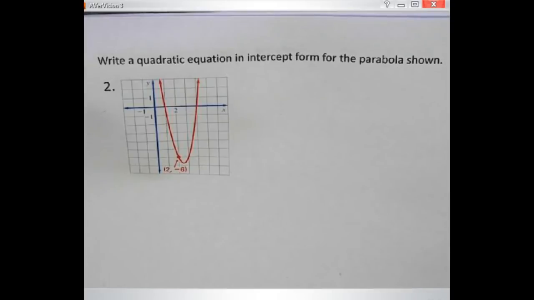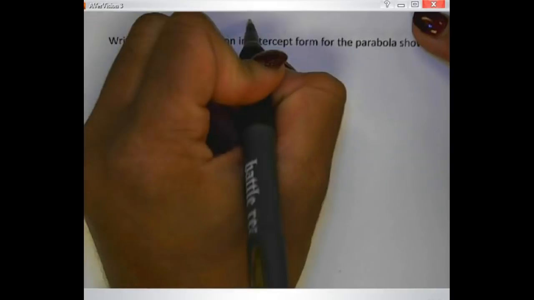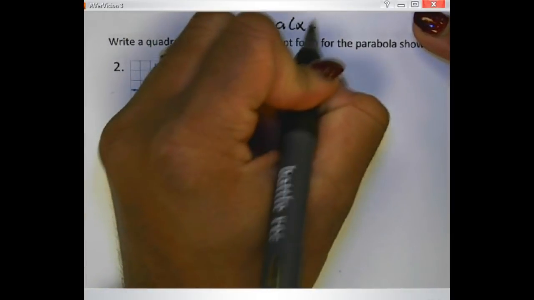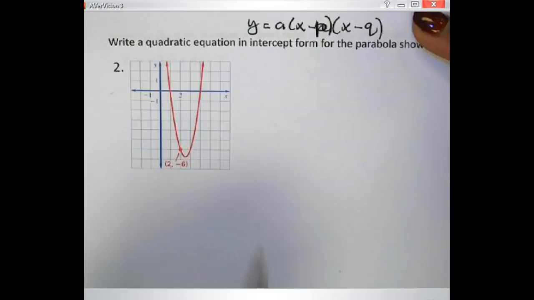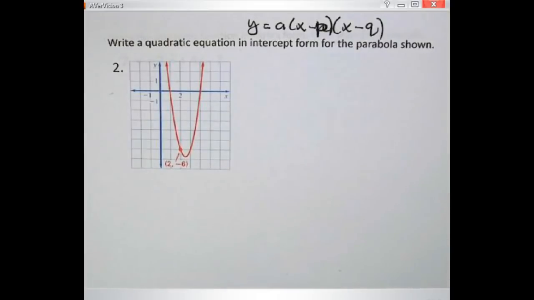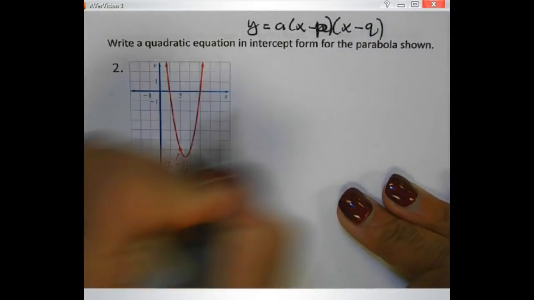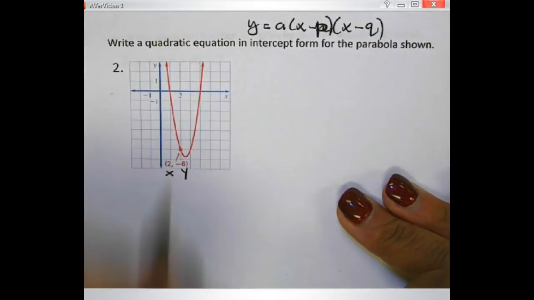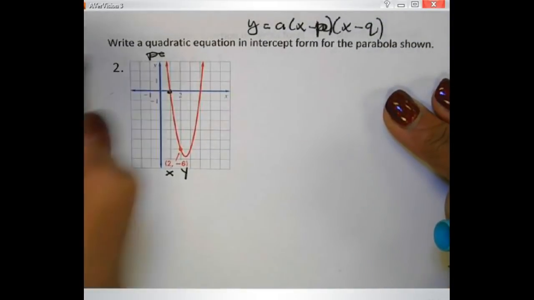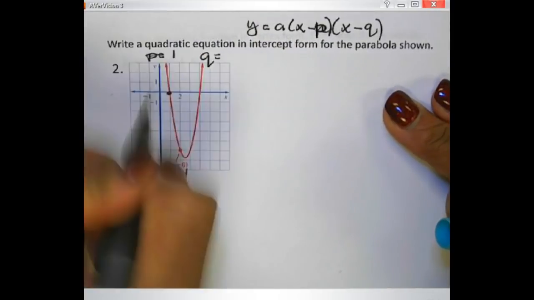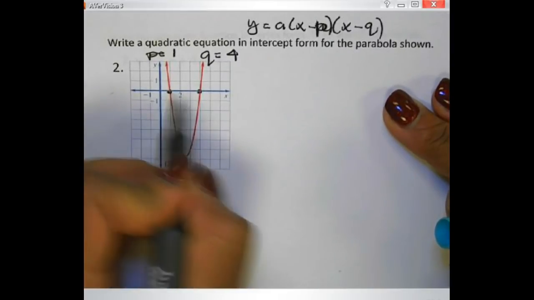Write the equation in intercept form. Just as a reminder, intercept form is y equals a times (x minus p) times (x minus q). Gorgeous. Let's plug in what we know. I have a point, so this is going to be my x and my y. The p and the q, remember, are your intercepts. So my p looks to be 1, and my q looks to be 4, because that's where it crosses. So this is at 1 and this is at 4.